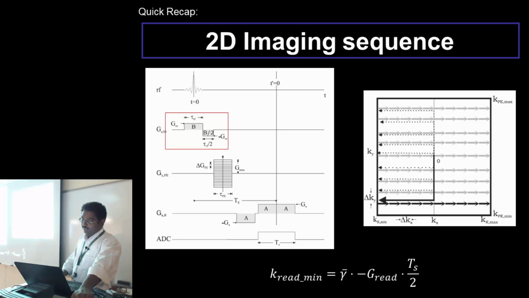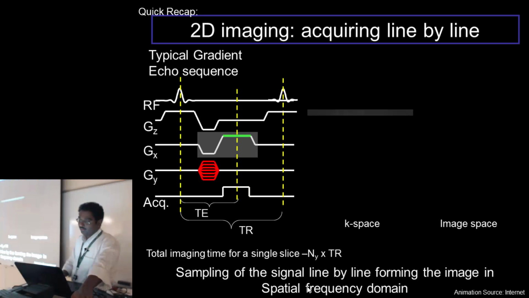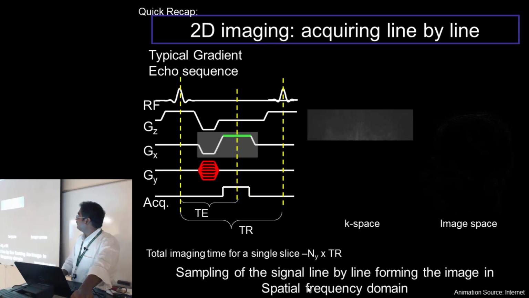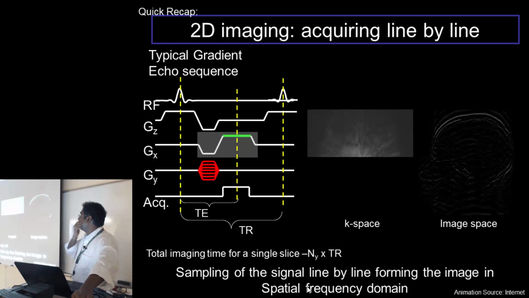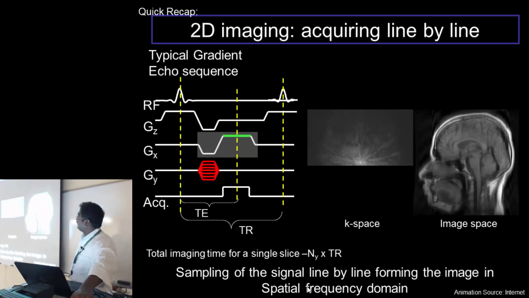And of course, if you realize you're sampling the signal for a finite time, then the sampling time is related to your position, the minimum or maximum value of your k along the readout direction at least. Okay, so you saw this. So this is where you're filling the k space, and that's typical gradient echo. Actually, we can learn a few things from this animation.